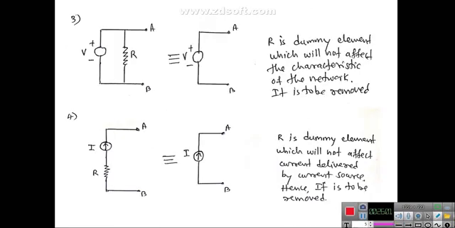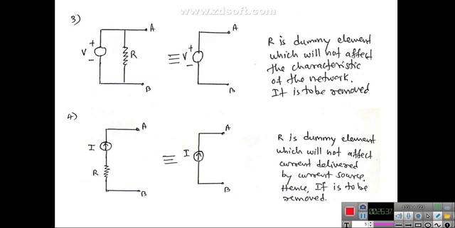Now if you have a voltage source in parallel with a resistance, this is equal to only the voltage source, because the voltage across this resistor R is nothing but this voltage. Therefore R, in this part of the network, is a dummy element which will not affect the characteristics of the network. So it is to be removed, and this is equal to this network. This is the third rule.